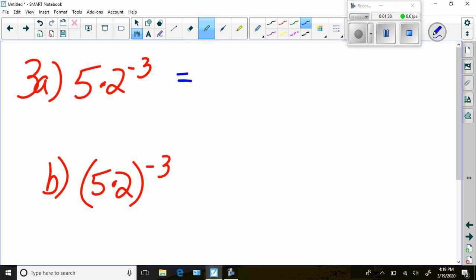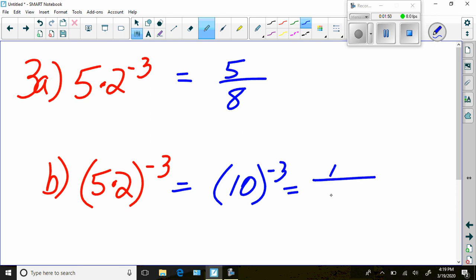5a, this means 5 over 2 cubed, which is 8. This means 10 to the -3rd, which is 1 over 1,000. Okay, so there we go. That's 3b.